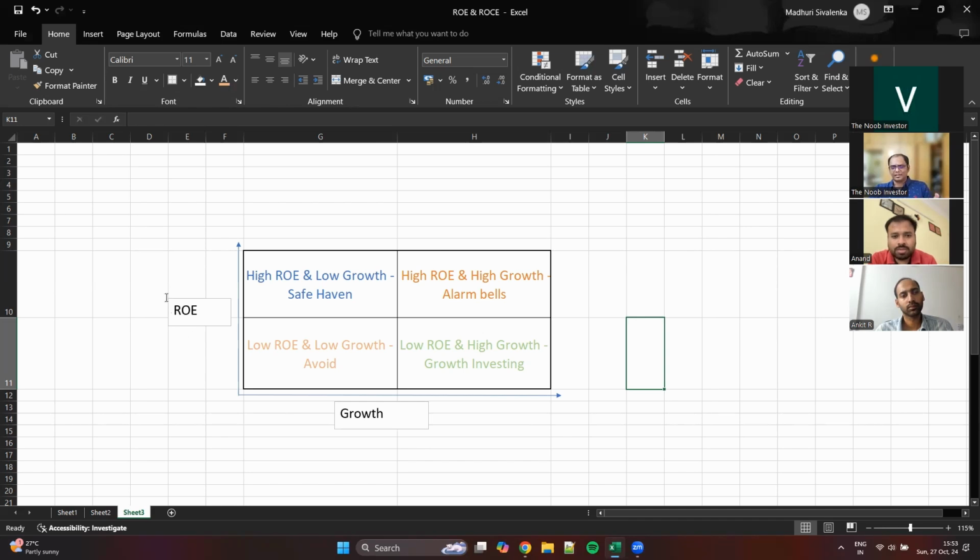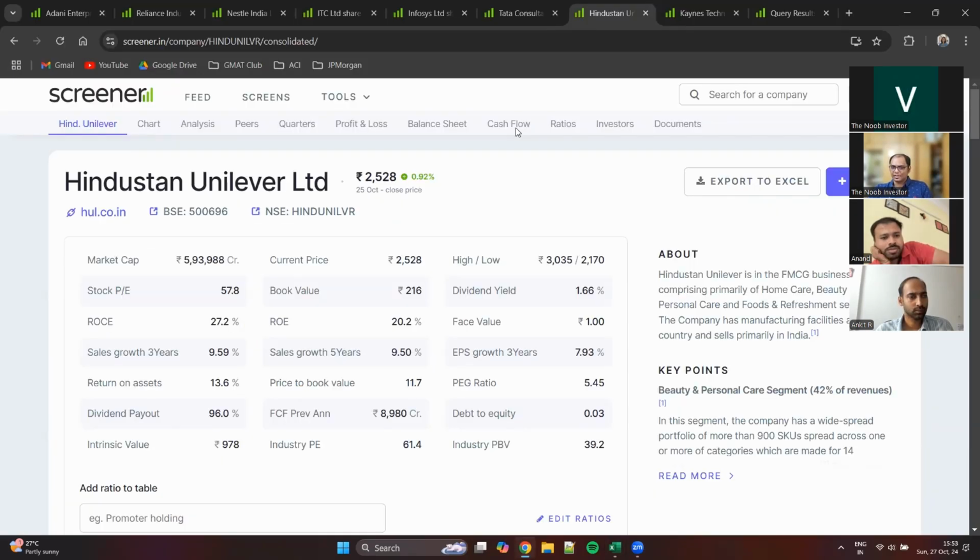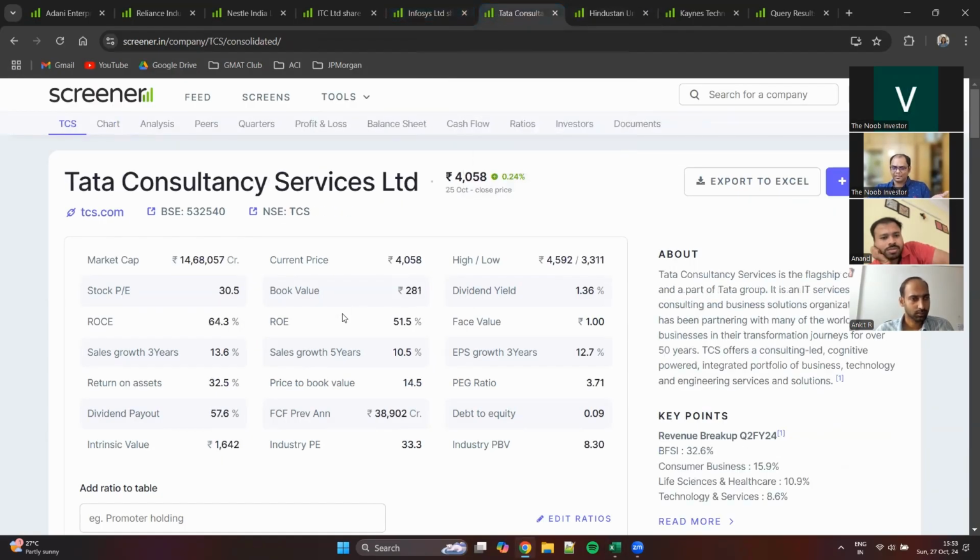So this is just a simple matrix, right? So high ROE and low growth, these are basically kind of safe havens, like your FMCG companies, which I showed you. Even if you look at, let's say, TCS, very high ROE, right? But lower growth, 10% growth, which is not really that sustainable, which is why they are paying out 60% as dividend. And not only do they pay out dividend, TCS also does buyback through whatever profits they have generated. So these are kind of safe havens for me.